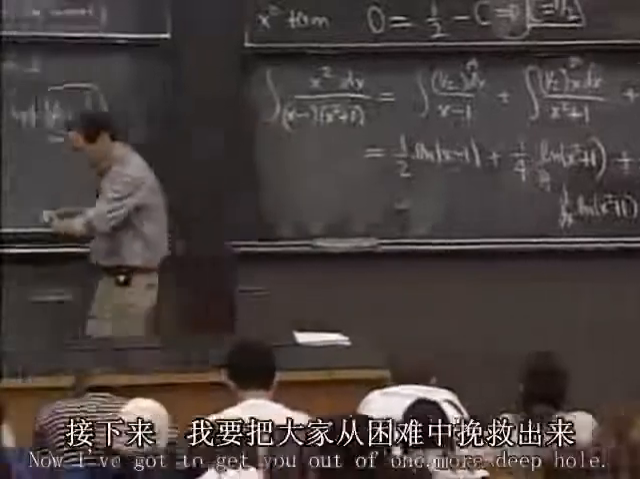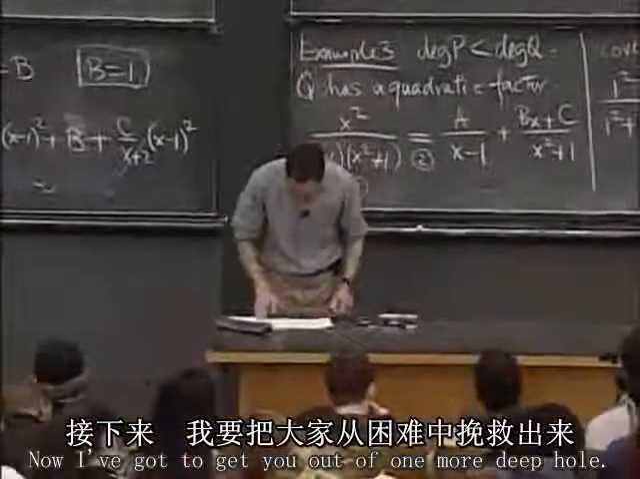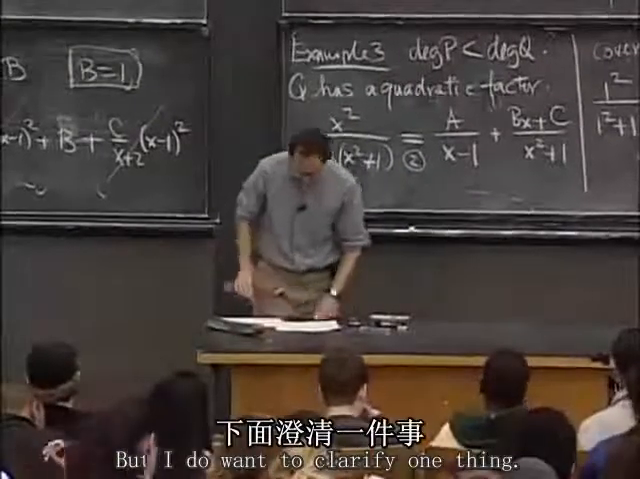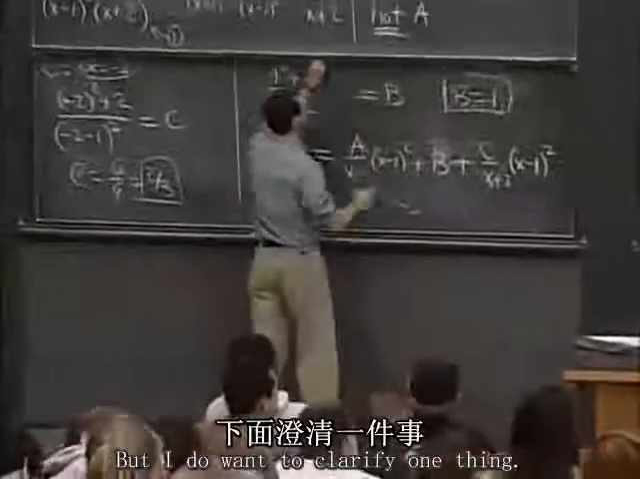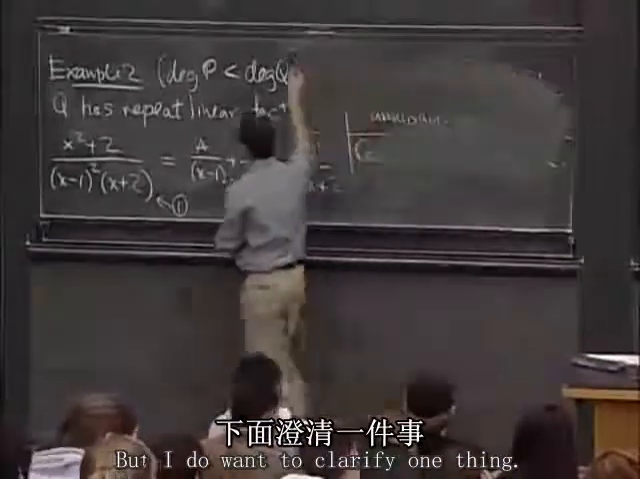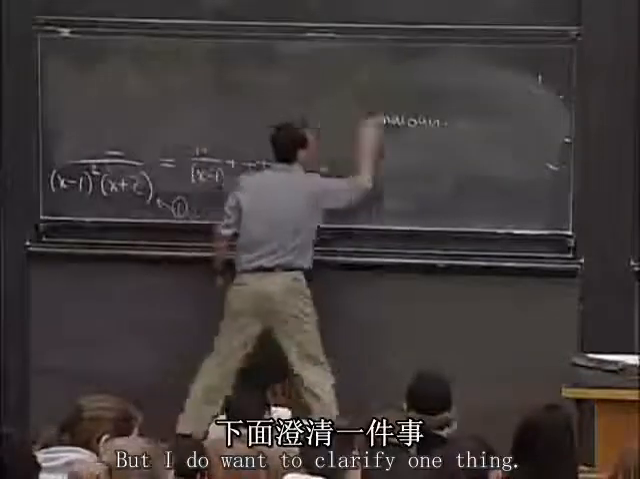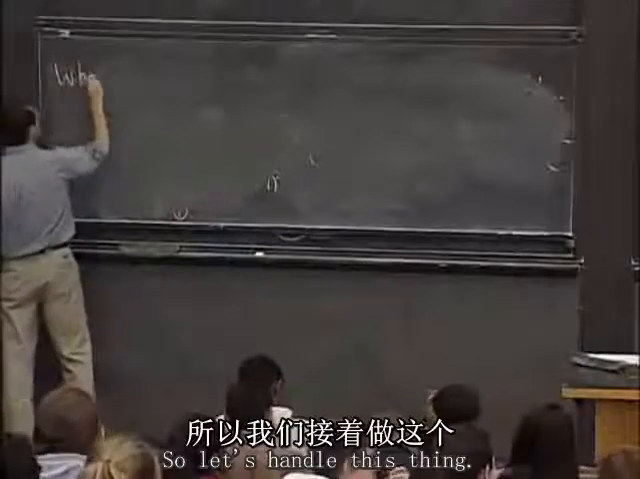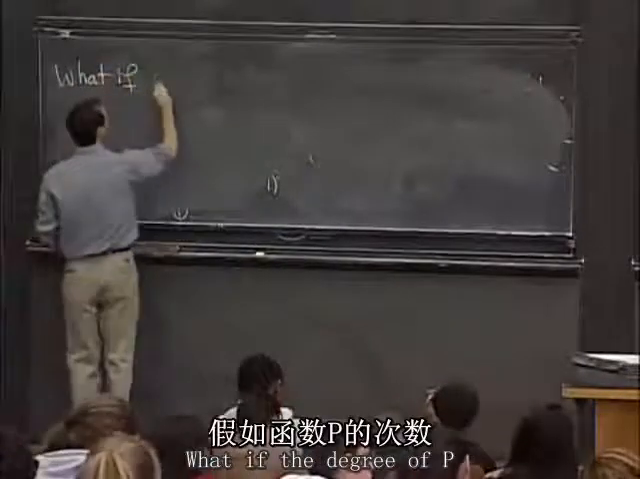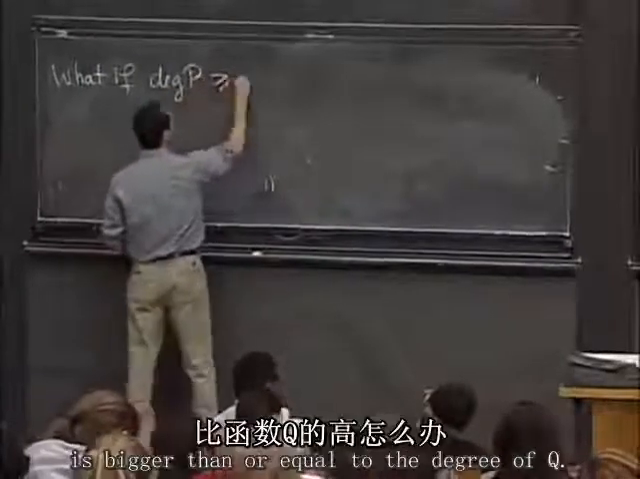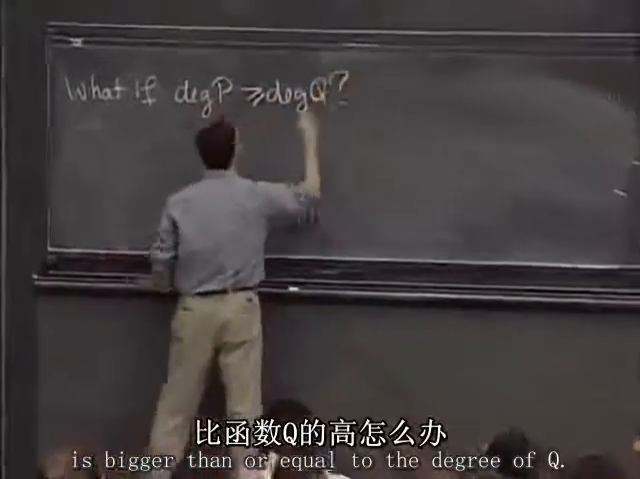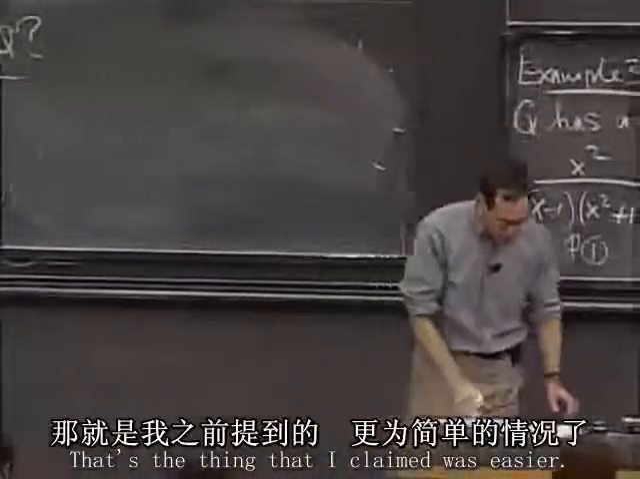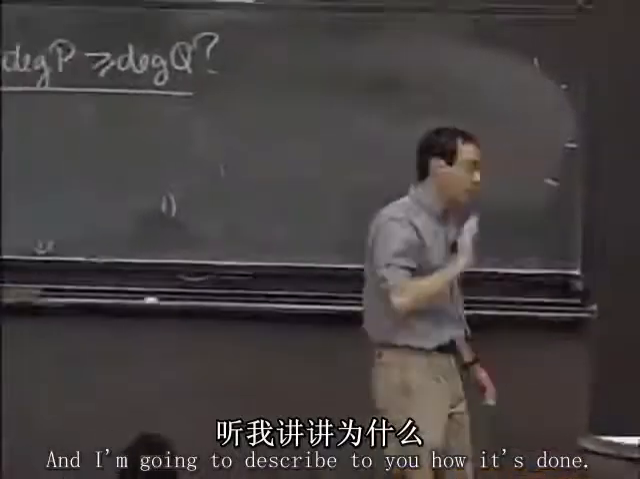All right. Now, I got to get you out of one more deep hole, and I'm going to save the general pattern for next time, but I do want to clarify one thing. So let's handle this thing. What if the degree of P is bigger than or equal to the degree of Q? That's the thing that I claimed was easier, and I'm going to describe to you how it's done.